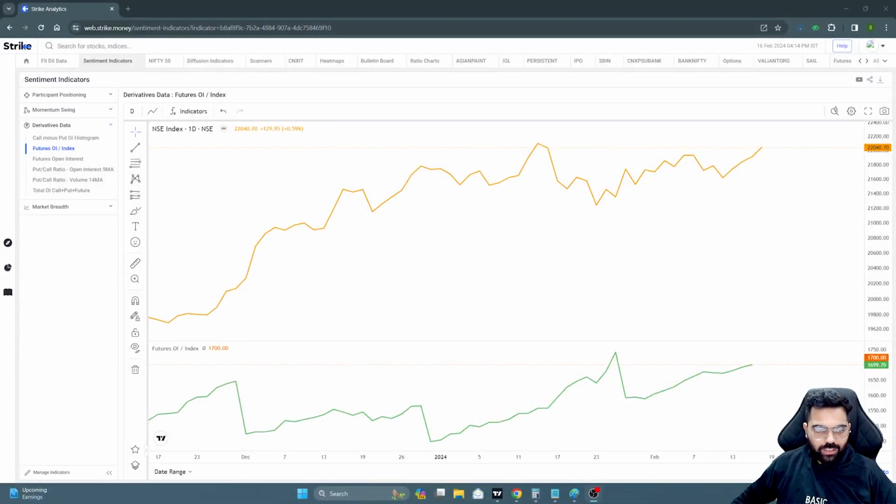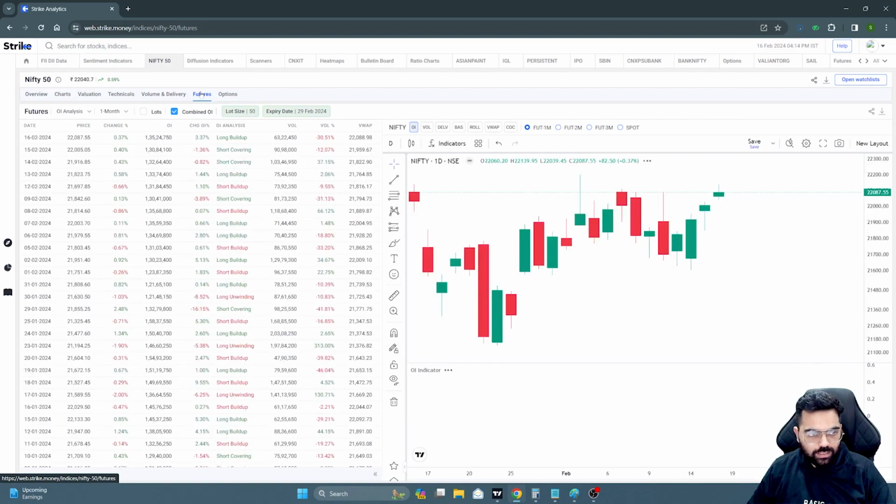Everyone. Today we are going to look at a sentiment indicator based on derivatives data, that is future OI divided by the index. So to understand this, first let me go to a normal open interest chart.